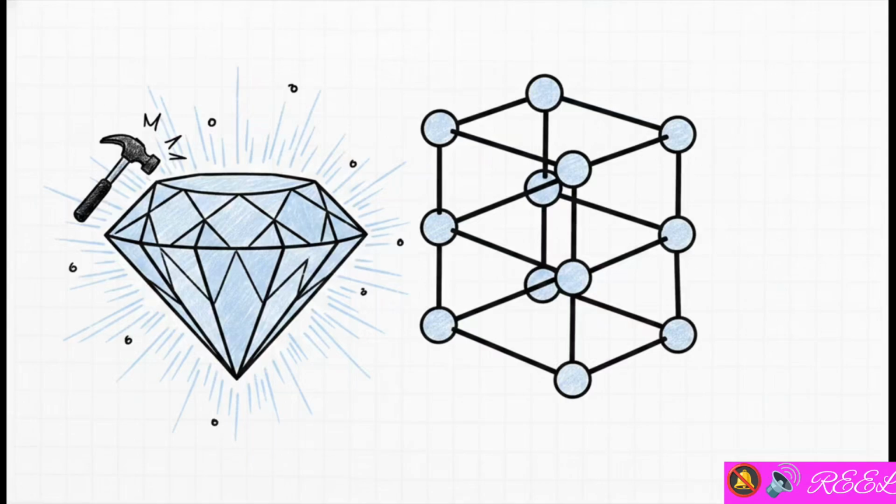If you shouted C, you are absolutely correct. Diamond is the hardest natural substance on Earth. It earns a perfect, top-tier rating of 10 on the Mohs hardness scale. And it's so hard because of its extremely rigid 3D lattice structure, where every single carbon atom is strongly covalently bonded to 4 others. Fantastic job if you got that one right.